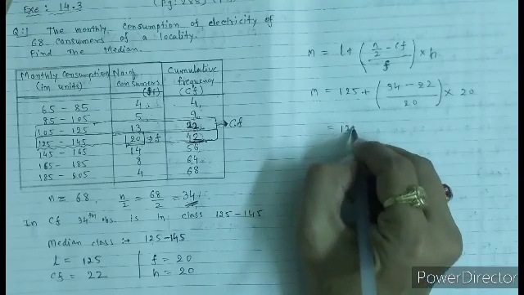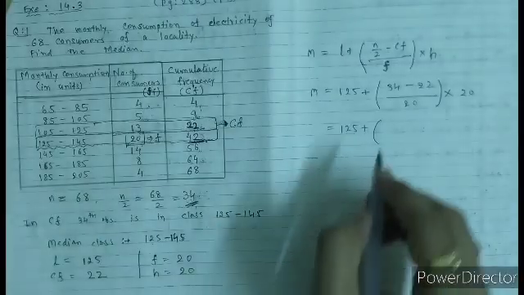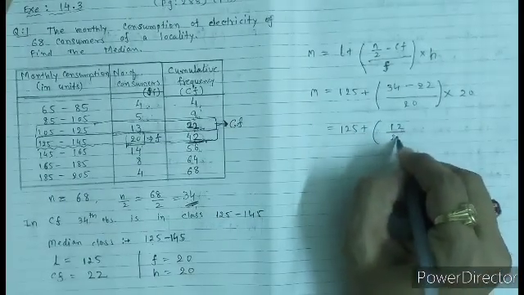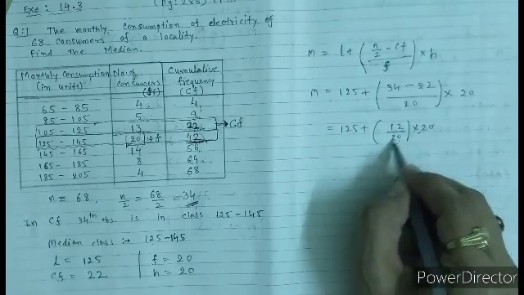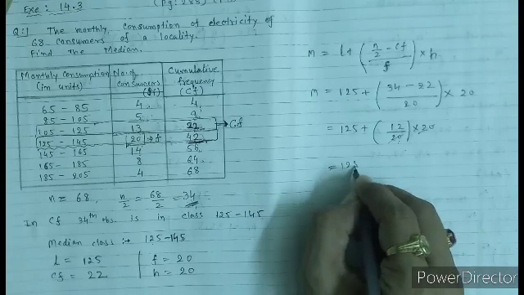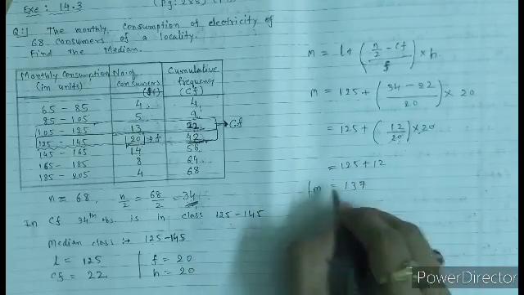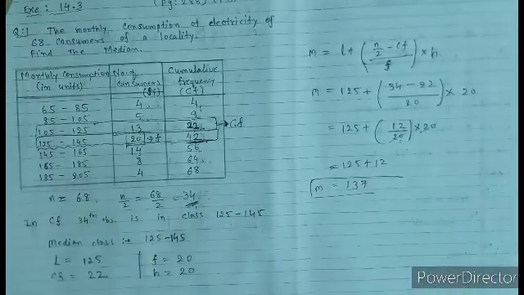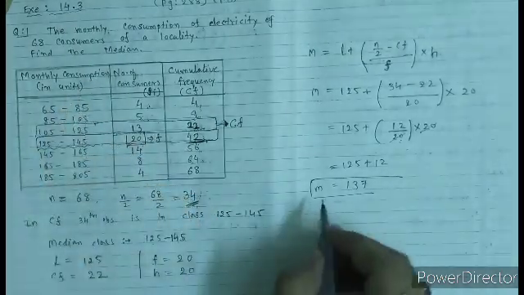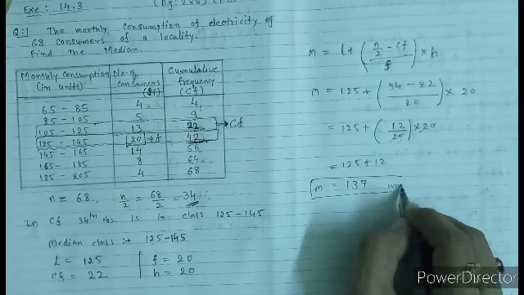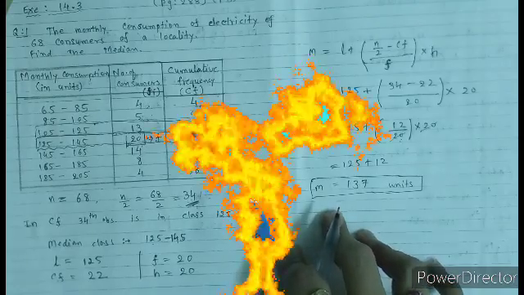Now further we can calculate 125 plus 34 minus 22, it is 12, upon 20 multiplied by 20. Here we can cancel these 20. So it can be cancelled. So we get 125 plus 12. It is 137. So the median of this class is 137. As this median is monthly consumption in units, we can write that the median is 137 units. This is how we can get the median of grouped data.